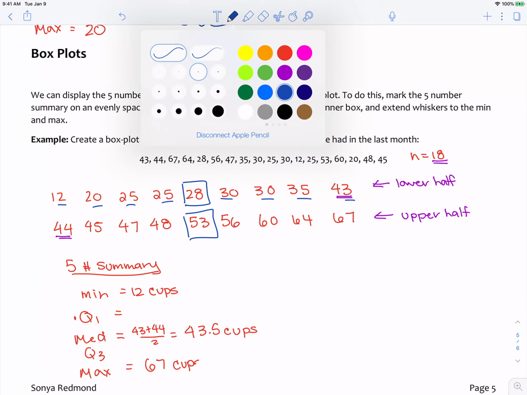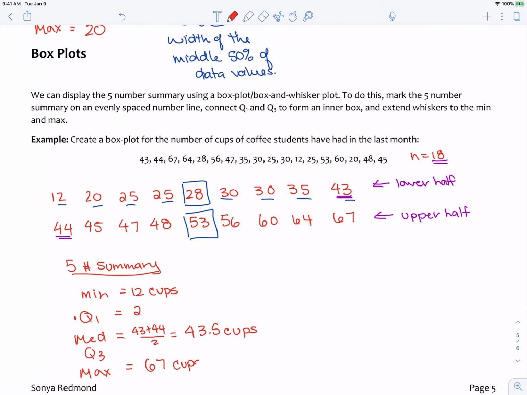So then Q1 is going to be equal to 28 cups, and Q3 will be equal to 53 cups. And I can then calculate the IQR, which is Q3 minus Q1, and that would be equal to 53 minus 28, which is 25 cups. So that'll be the width of our middle 50%. Now we want to create a box and whisker plot from this.